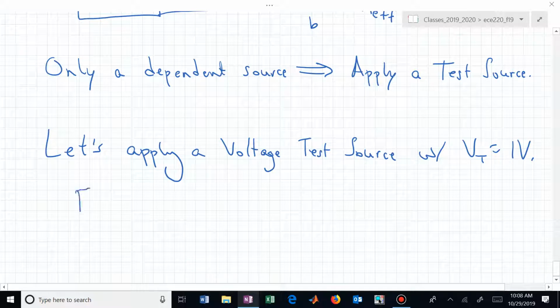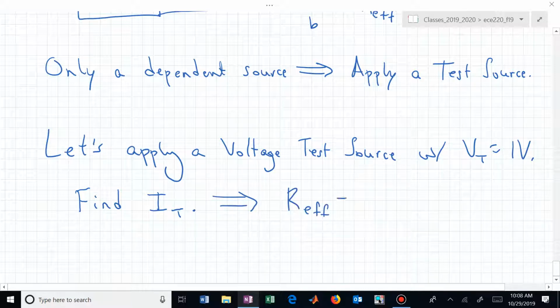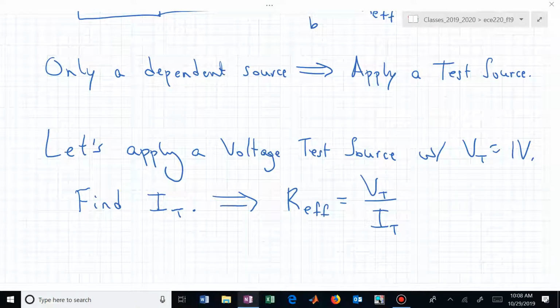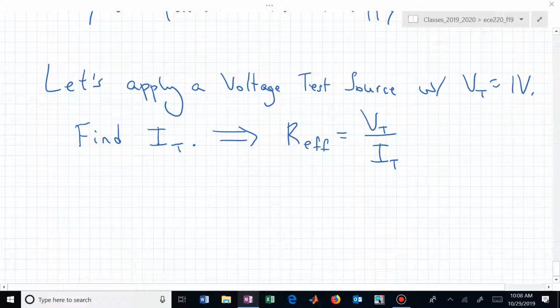So once we apply that voltage source to those terminals, then what do we do? We have to find the current coming out of that voltage source. We find I sub t, and once we've done that, now we can compute the effective resistance by forming the ratio of that known voltage that we applied over the test current coming out of that source.